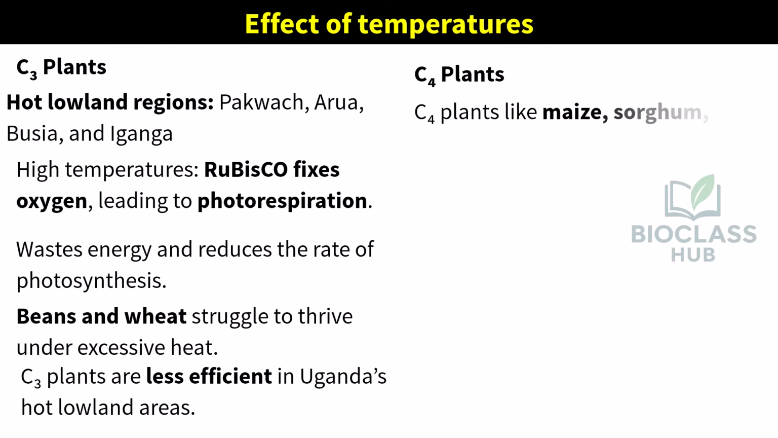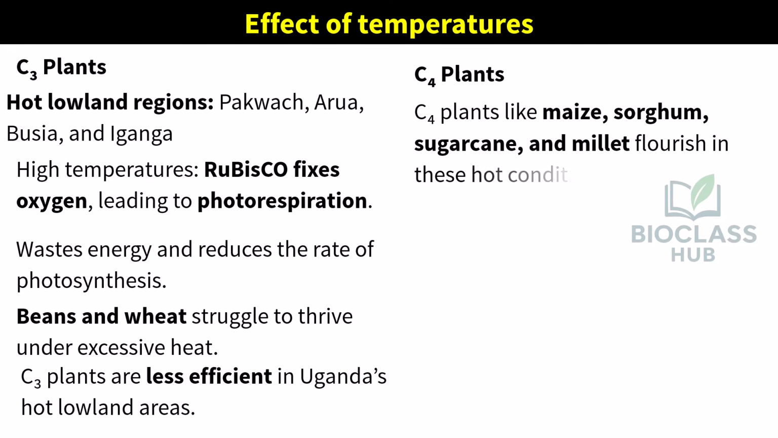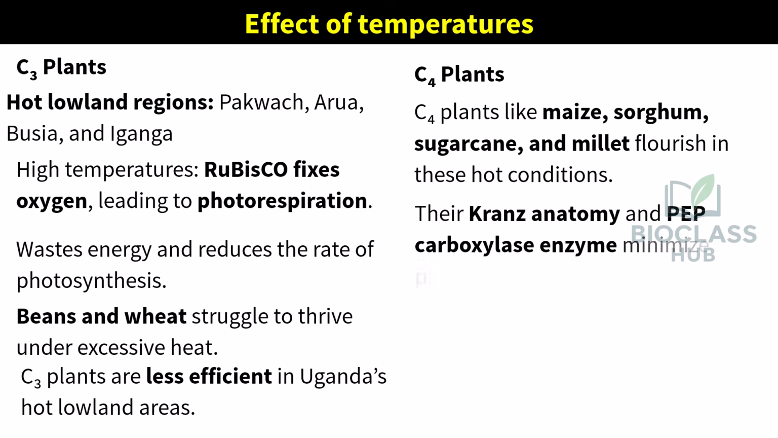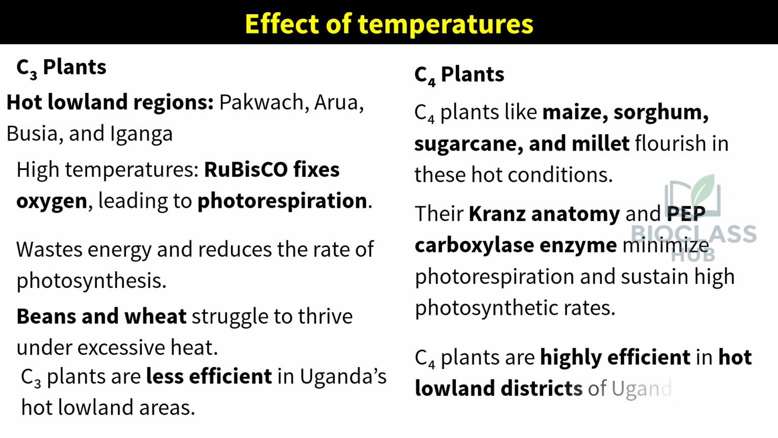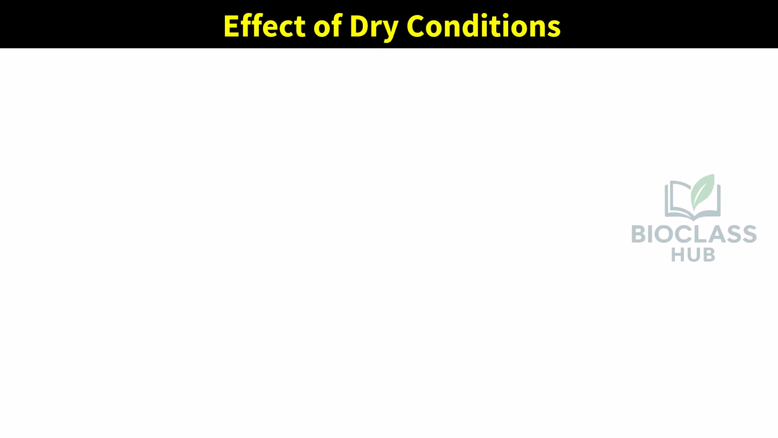C4 plants like maize, sorghum, sugarcane, and millet flourish in these hot conditions. Their Kranz anatomy and PEP carboxylase enzyme minimize photorespiration and sustain high photosynthetic rates. Result: C4 plants are highly efficient in the hot lowland districts of Uganda. Effect of dry conditions.